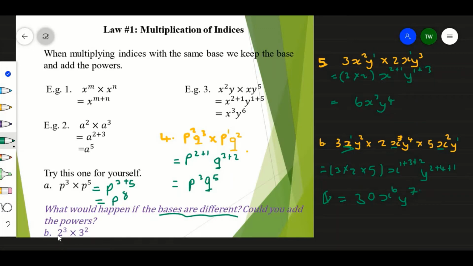So here, if you note, we have 2 to the 3rd power, which means that the base here is 2 and the power here is 3, times 3 to the 2nd power, which means that the base here is 3 and the power is 2. So because the bases are different, in this case we cannot add the powers. Okay, so we only add the powers when the bases are the same, as you can see here.